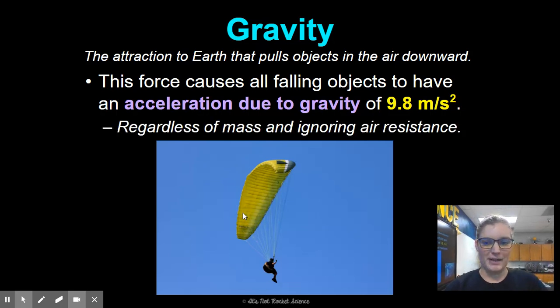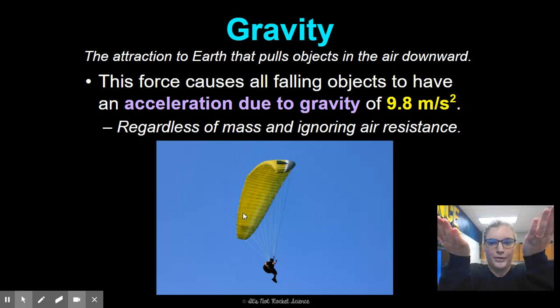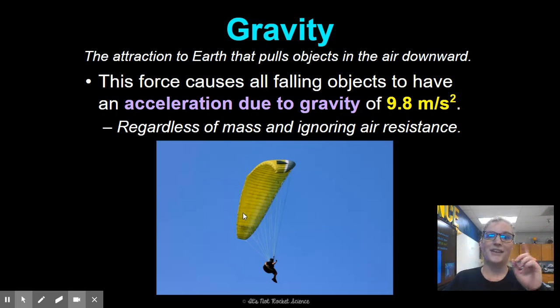And it doesn't matter how big you are. If I was to drop, I don't know, an anvil and a feather, they're both being pulled down by gravity at 9.8 meters per second squared. The reason they don't fall at the same speed is because we have that air resistance. But if I was to do that in a vacuum, they'd fall at the exact same speed.